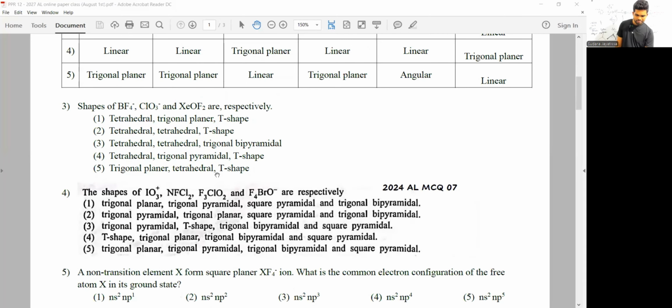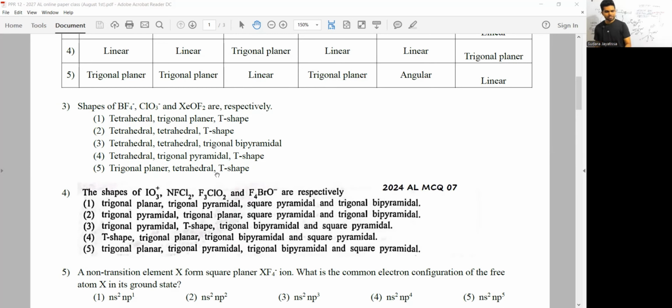Now I promised you to explain the method of drawing Lewis structures. So now let's try the third MCQ. The third MCQ is a model MCQ, and then you have the fourth MCQ, which is very similar to that.